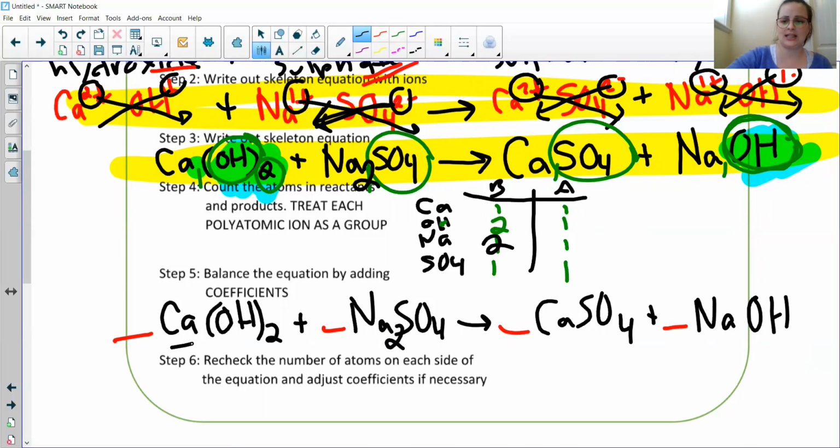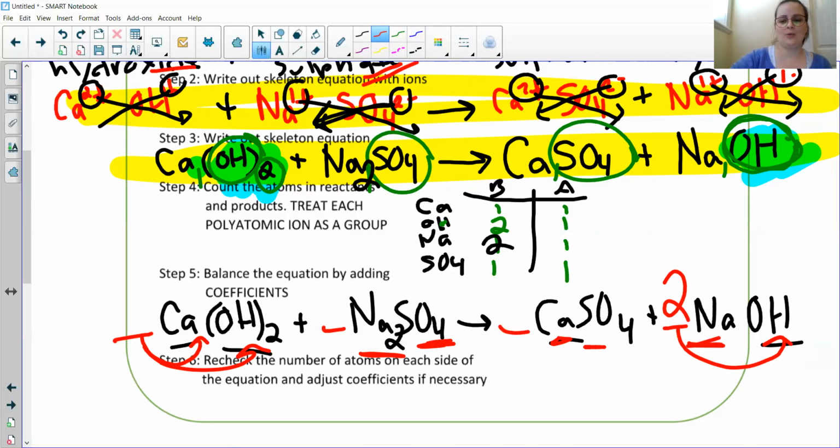So we have one Ca here, one Ca here, but we have two hydroxides here, and we only have one here. So again, we're going to go back and add that 2. Okay. So then we're going to recount. We have one calcium here, two hydroxides here, one calcium here, two hydroxides here. We have two sodiums here, and we have two sodiums here, so we're good. And we have one sulfate here, and we have one sulfate here, so we're good. And we've rechecked the entire thing.